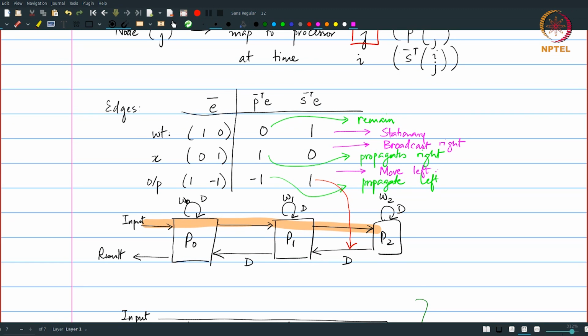But during that time, there is also another partially computed output that is sitting at the output of P1, and similarly another partially computed output at the output of P2, which are making their way slowly towards the left, one per clock cycle.